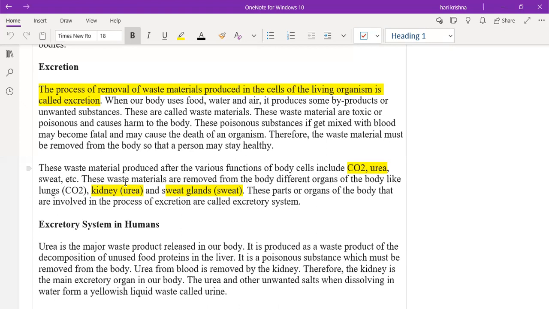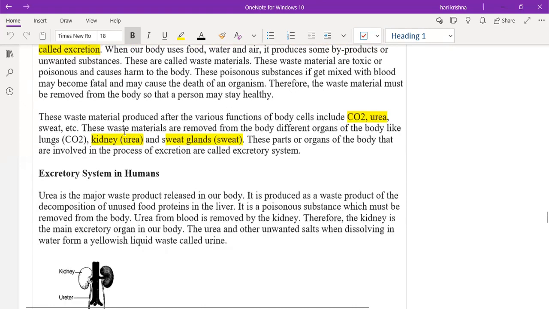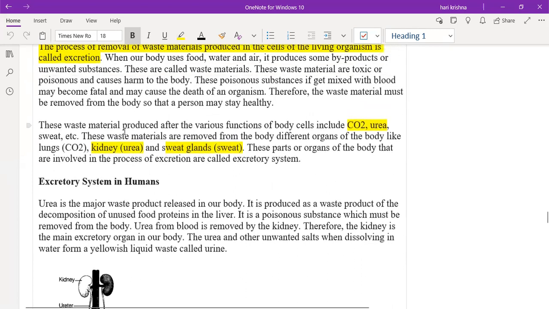And we have to remove the waste material at a regular interval of time from our body, otherwise it will cause poison to the entire body, right? Or it may mix with the blood and become fatal. So if you want the person to stay healthy, you have to remove this waste material at regular intervals of time.